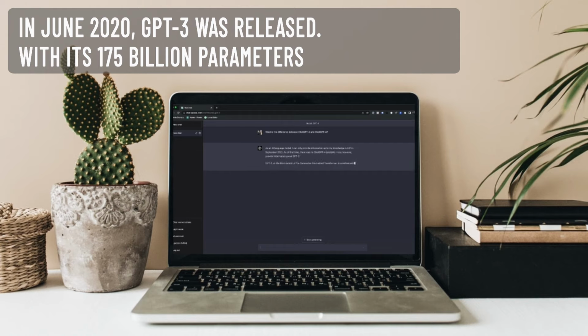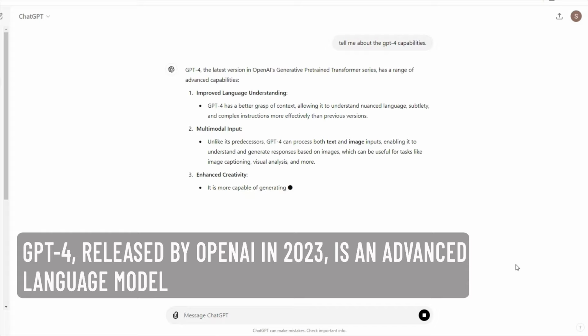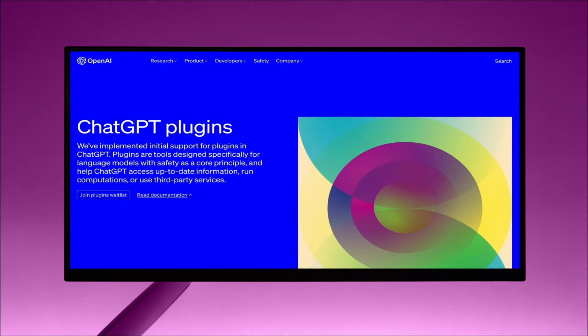Finally, GPT-4, released by OpenAI in 2023, is an advanced language model that improves on its predecessor, GPT-3, in several key areas. GPT-4's advancements make it more capable and useful across various industries, but it still faces challenges related to accuracy, bias, and energy consumption.